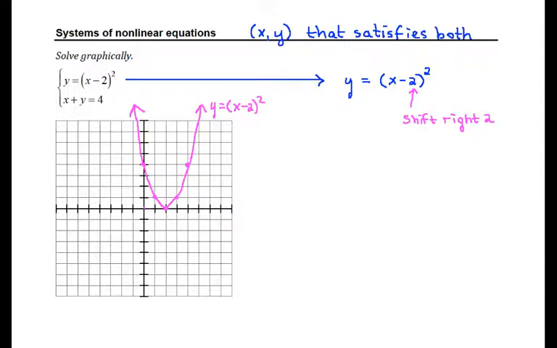The other graph I'm going to draw is x plus y equals 4, which is linear. There's a couple of ways I could do this. I could put it in slope-intercept form by subtracting off the x, and then draw a line with y-intercept (0, 4) and slope negative 1, which I would think of as the fraction negative 1 over 1. Or I could do this using x and y intercepts. Either way, this is the graph that I get.